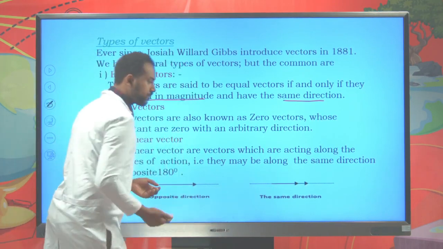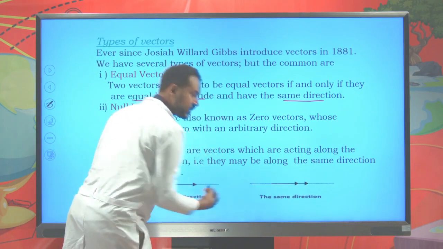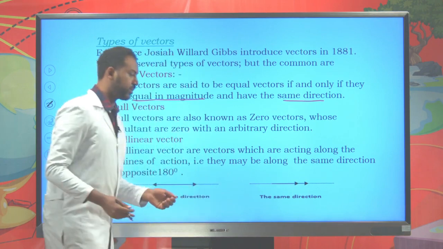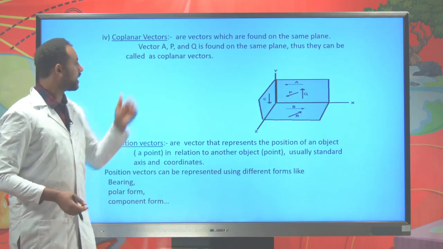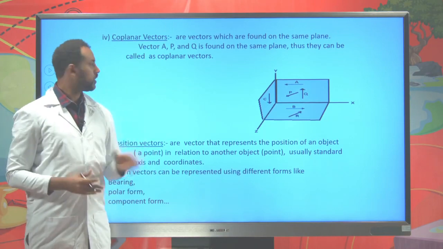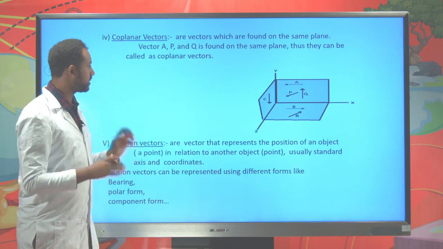Here as well, the two vectors are acting in the same direction, and they are found on the same line of action. They are called collinear vectors. The other point is coplanar vectors. Coplanar vectors are vectors which are found on the same plane.